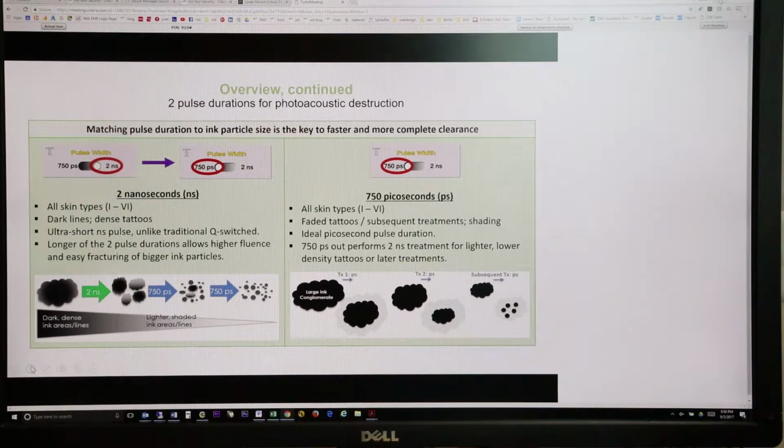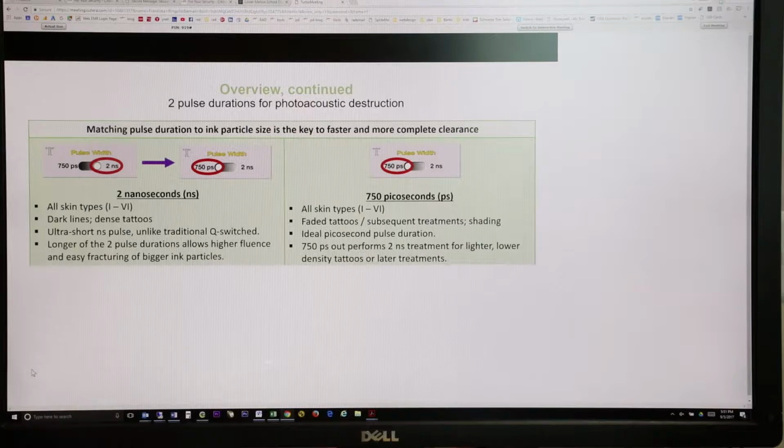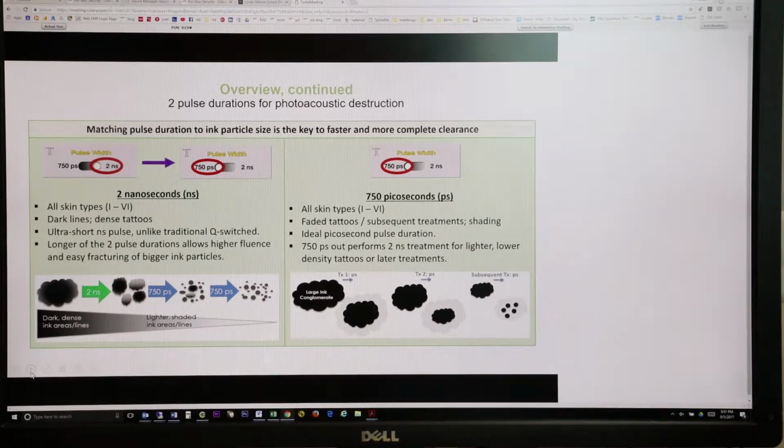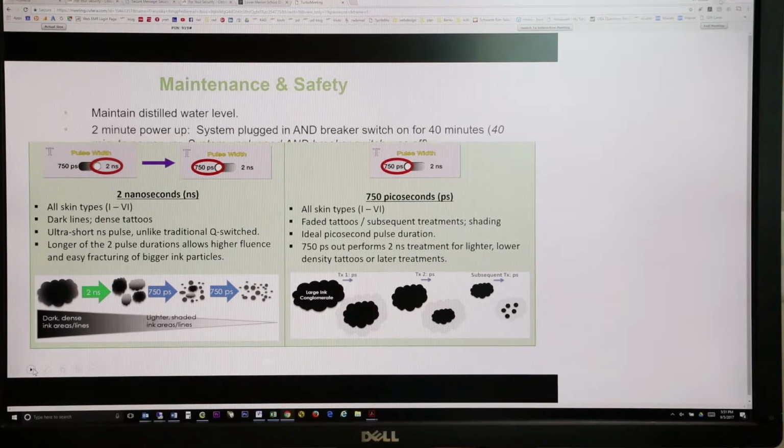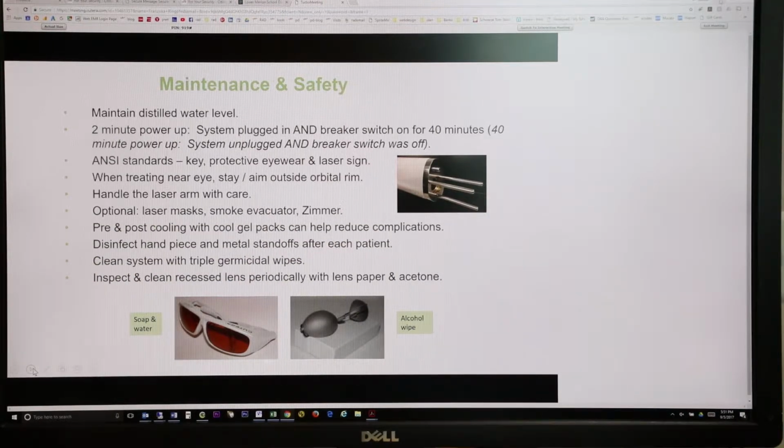Any questions on switching between nano and pico and the larger, denser conglomerates of ink versus the faded, smaller, lighter conglomerates of ink? Sounds logical. Okay. We'll skip over this because Loretta will be showing you this, unless you have any specific questions on turning on your machine and cleaning it. No.